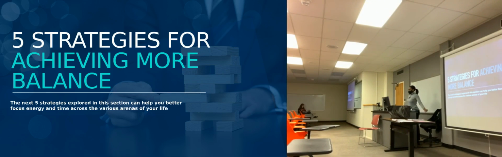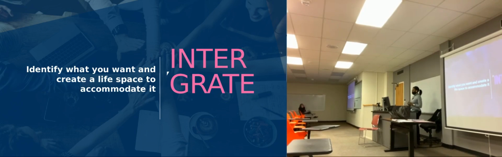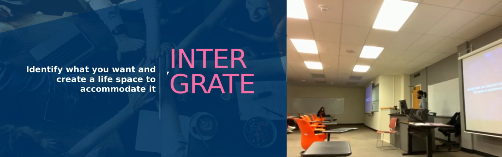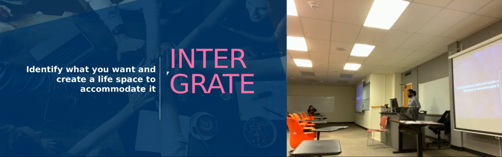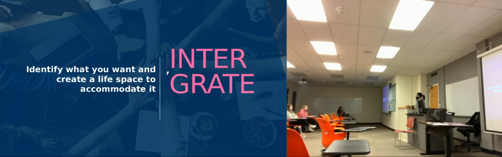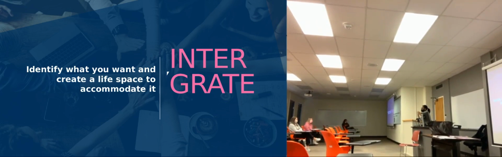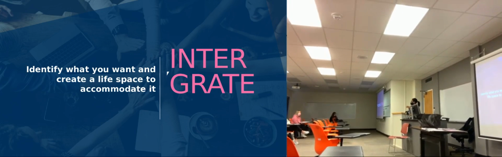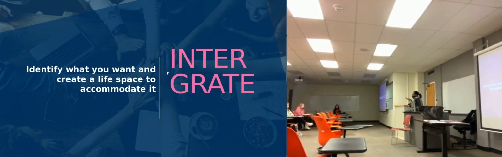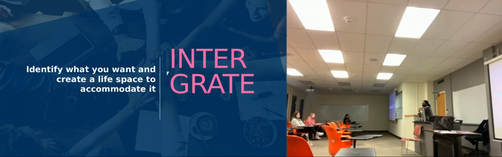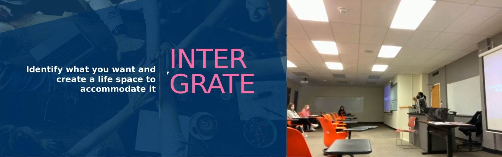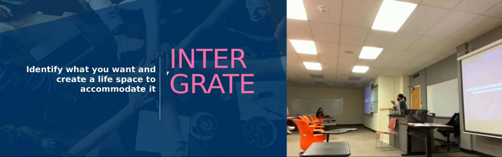Okay, so looking at the 5 strategies for achieving more balance. Integrate: identify what you want and create a life space to accommodate it. Can you guys think of an example of integration in your life? The text talks a little bit about that. A lot of people caution about the blurred lines that come with integration, like what you said, Rachel, with sometimes working at home instead of working at an office, trying to work around your family and loved ones. So trying to find ways that you can integrate or overlap. Can you guys think of any examples where you could do that in your life?